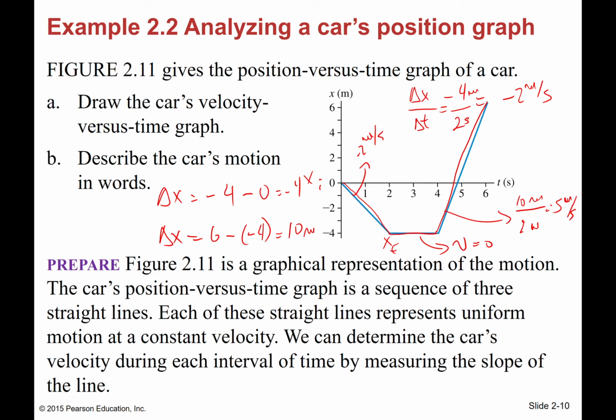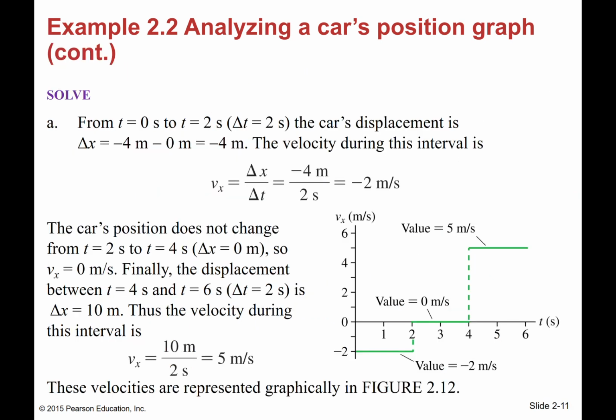So with that calculation, we can now put this into a velocity versus time graph. The first segment is minus 2 meters per second, then 0 meters per second, and finally 5 meters per second. So that is your graph. Thank you.